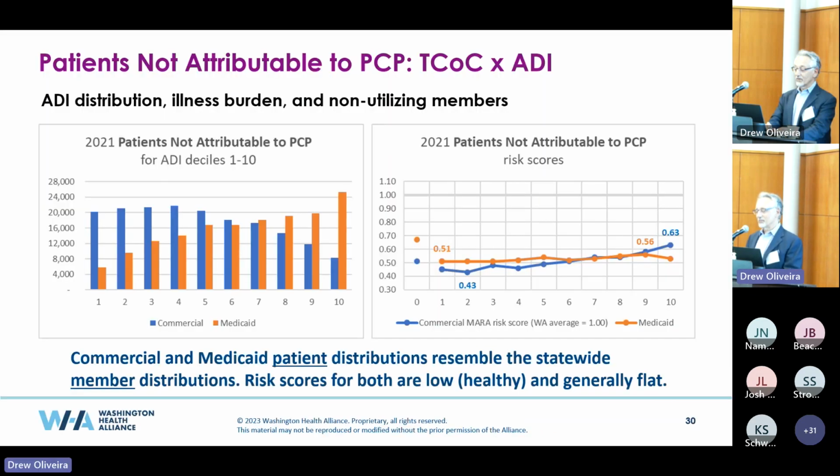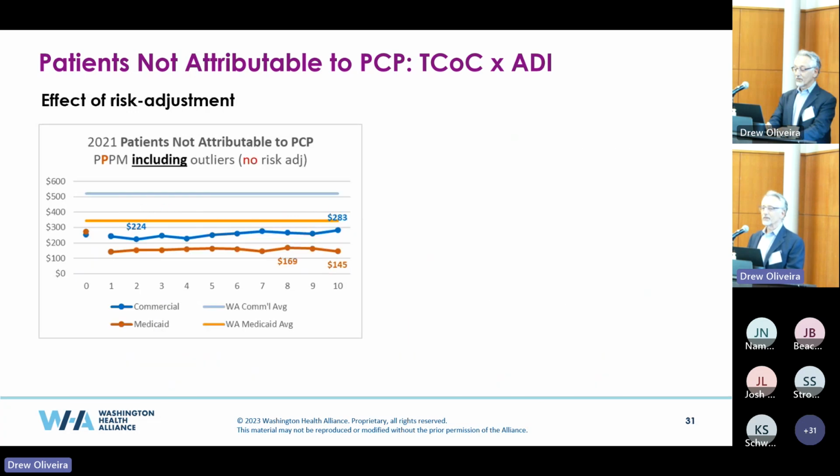So when you don't have a PCP and we start arraying things by commercial and Medicaid, those decile ranges look very similar to what we saw before. Commercial leans a little bit more to the left, Medicaid leans a little bit more to the right. But what you also see is increasing risk scores, especially on the commercial side, and not so much on the Medicaid side. It stays a little bit flatter.